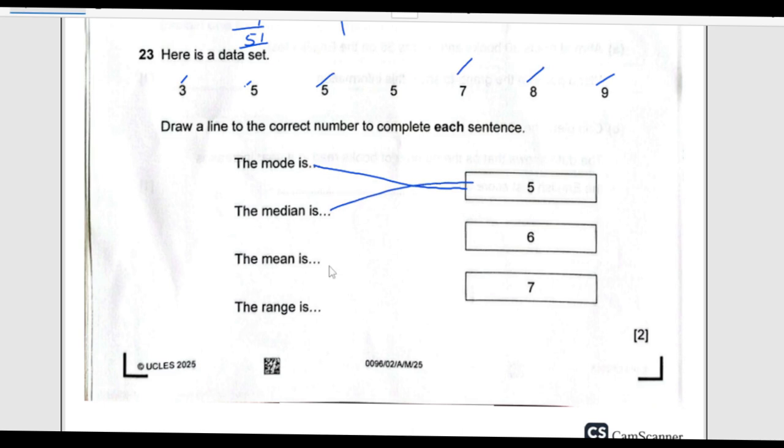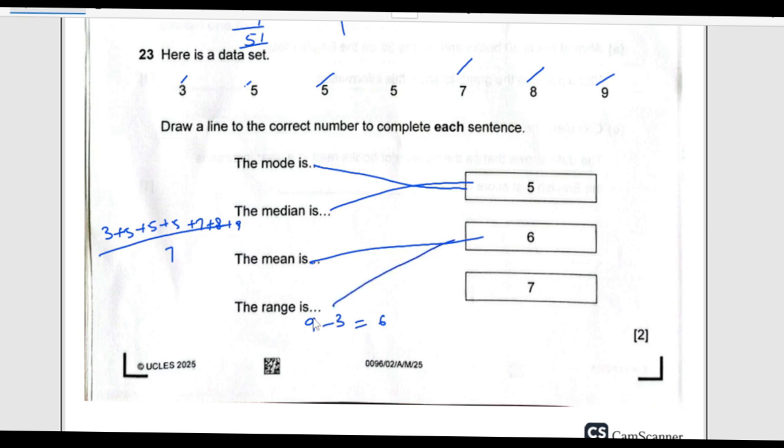And the mean, we add all the numbers. So, when you add all the numbers here, we have 3 plus 5 plus 5 plus 5 plus 7, 8 and 9 divided by, how many are they? 1, 2, 3, 4, 5, 6 and 7. So, this is 42 over 7, it is 6. So, this is 6, right. And the range is maximum number minus minimum, 9 minus 3, it is 6. So, this is the range here, okay.